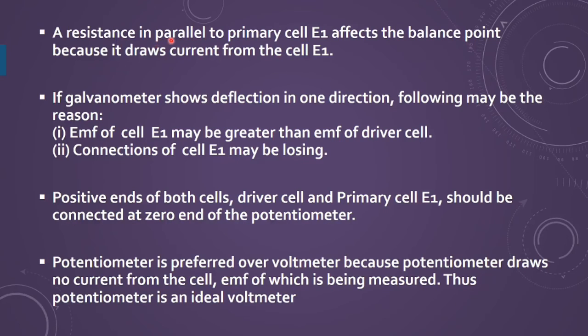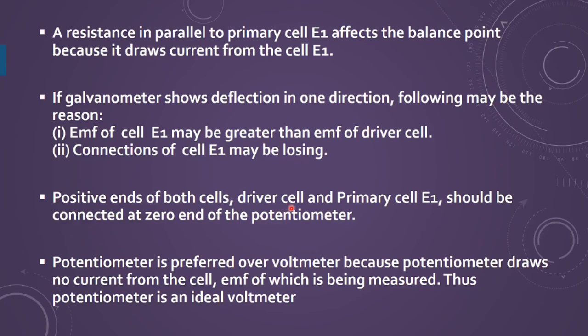Of course, if you are putting a resistance in parallel to the primary cell, then it will affect the secondary circuit if you are closing K2. If the galvanometer is showing deflection in one direction, there can be reasons like we have discussed: the EMF of E1 can be greater than the EMF of the source or the driver cell, or connections for the secondary circuit may be loose. That can be the reason.